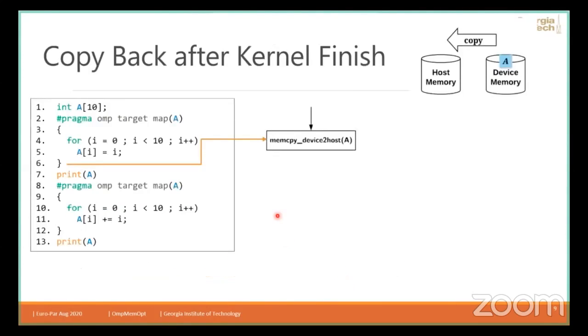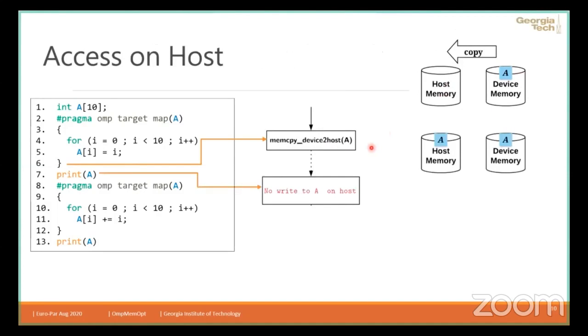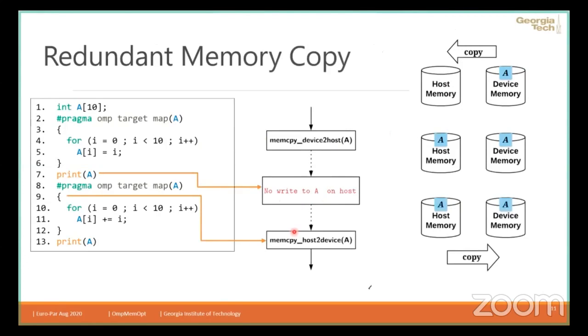So because of the map A clause, the runtime copies the memory to the device and back from the device to the host. On line 6 we have a memory copy from device to host of the array A. And then on line 7, the host reads the array A. And then again on line 9, we have a host to device memory copy because of the directive on line 8. So here we are trying to show that the memory copy from the host to the device is redundant because the host didn't update the value of the array A, and the device already had the most recent version of the array A.